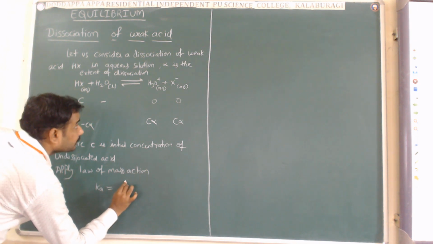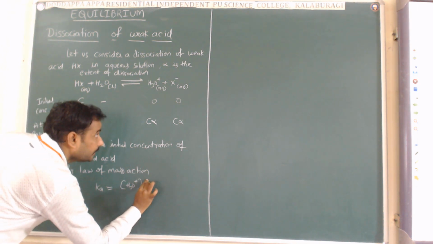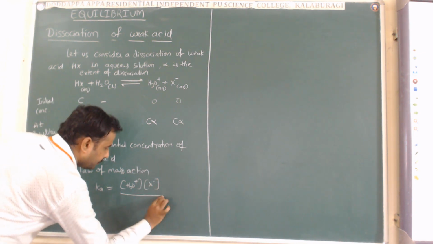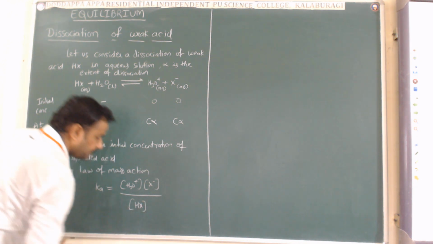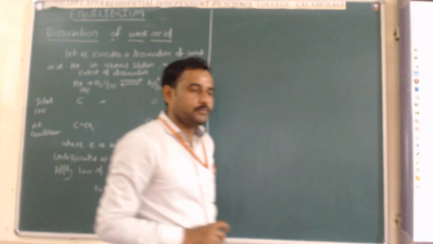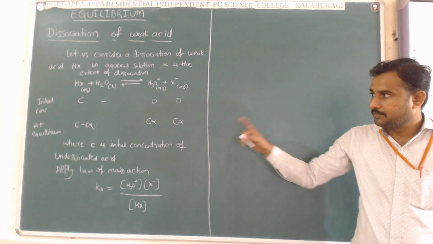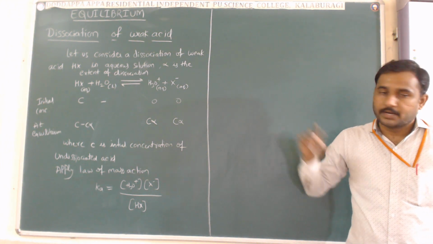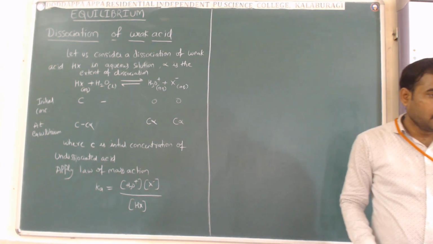Then you have to write down H3O plus into X minus, and in the bracket write down HX. We are not taking H2O. H2O is taken as unity, that is 1, because it is a pure liquid. So we are left with only HX.